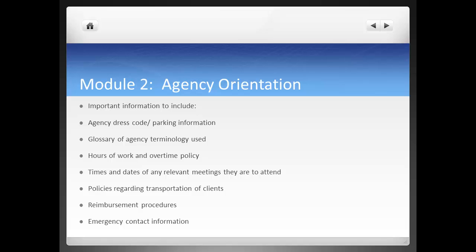If you are requiring a student to use their personal vehicle to complete home visits, we strongly encourage agencies to consider reimbursing students for those miles. And finally, while the School of Social Work has emergency contact information for each student, you may want to also gather that emergency contact information from your student.